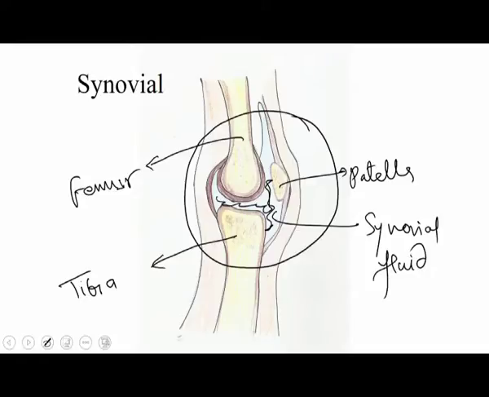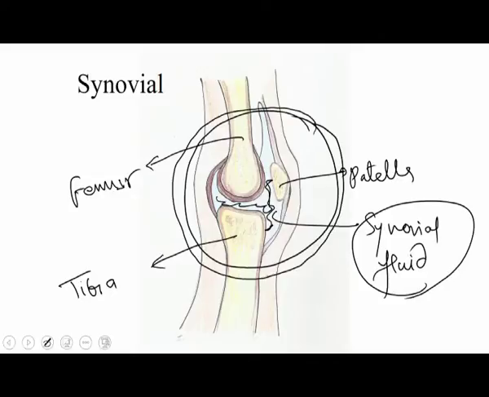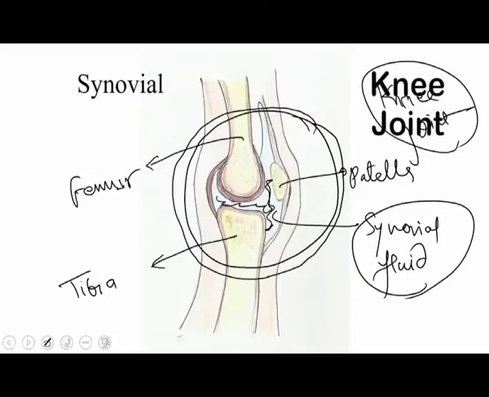Now this fluid is giving lubrication to the whole joint, and this region is making in the human body what we call the knee joint. The knee joint is formed by these three bony structures which are in close association, and the fluid is giving lubrication to this bony structure, and that is synovial fluid.